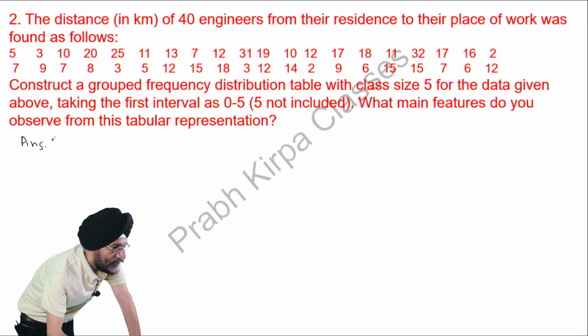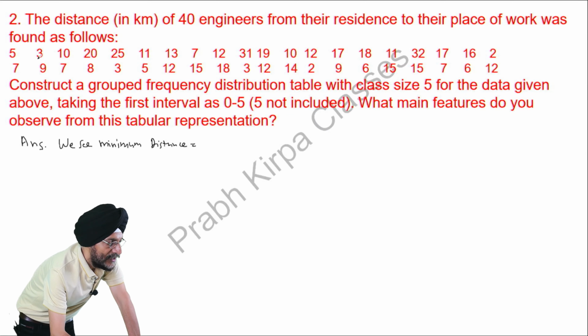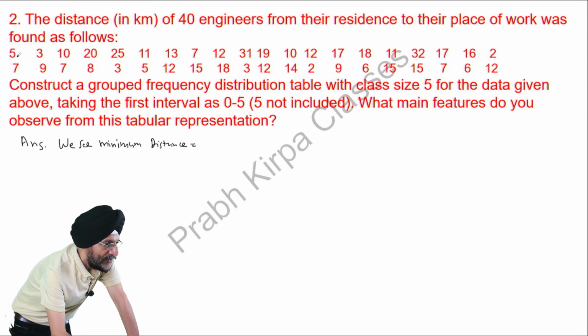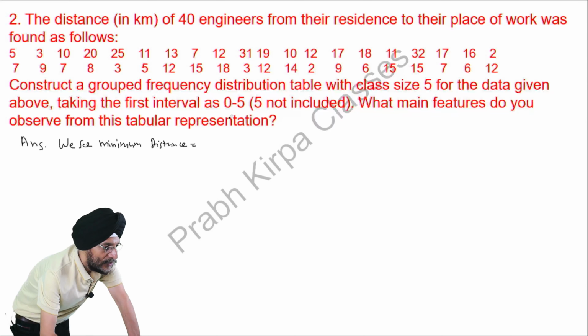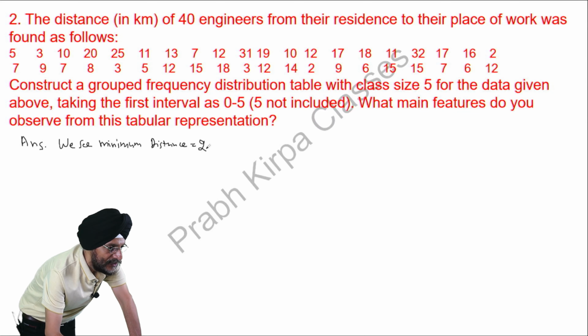So first we see the minimum distance. Minimum distance: first we see 3, 3, 3, 3, 3, 3, 3. Anything less than 3, this is 2. Anything less than 2, no. So we see the minimum distance is 2, and the maximum distance.